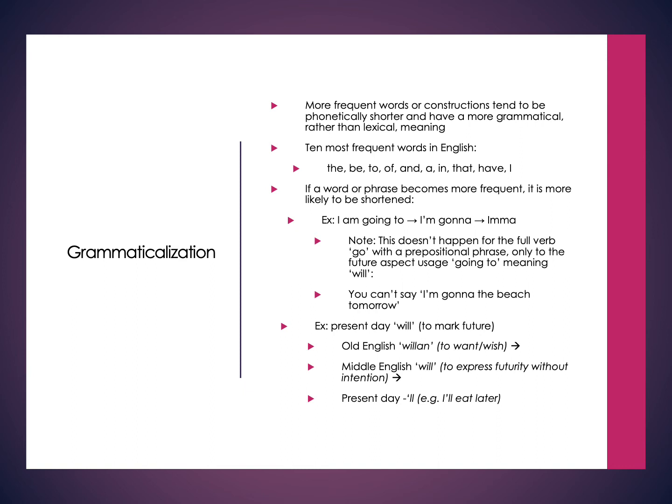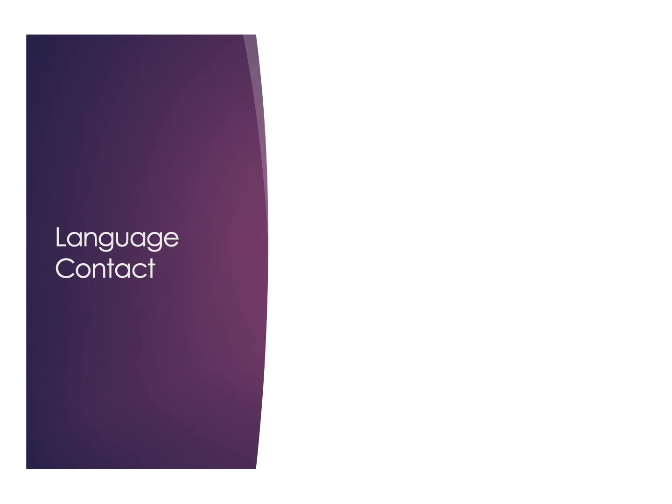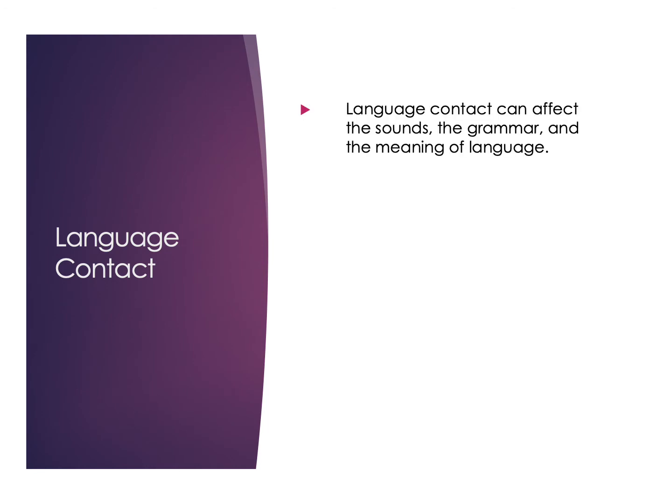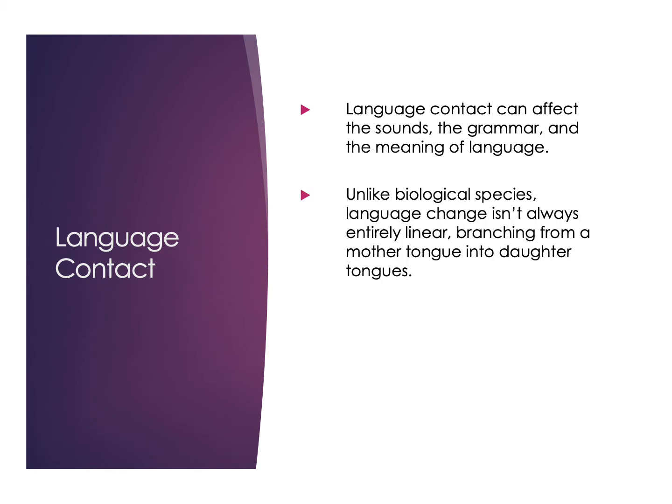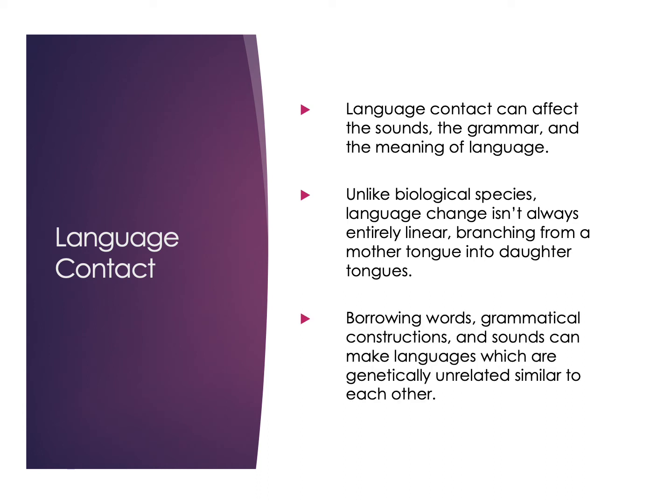Other really common ways that language change happens is through something like language contact. So as we come in contact with other languages, the grammar, the sounds, the meanings of languages can affect each other as they spend more and more time in contact with each other. So unlike things like biological species, language change isn't always just linear. It's not just branching from a mother tongue into a daughter tongue, something we'll talk more about in the next lecture. But we do have interactions where we borrow words, we borrow constructions, we sometimes even borrow sounds that can make languages that are not actually related to each other historically seem more similar to each other over time.